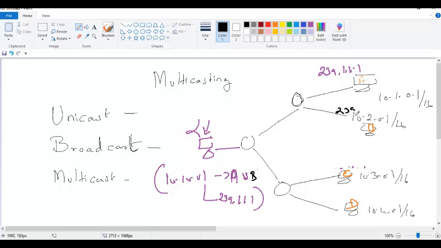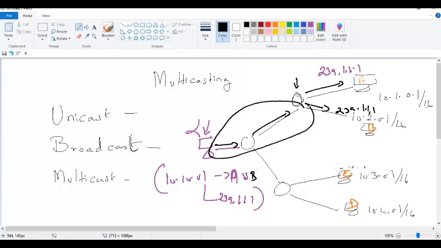Now also, only one packet is sent, and this router will duplicate it because A is in this interface and B is in another interface. But up to here, it was a single packet processed, single bandwidth utilized. You see, I'm trying to explain to you the advantage of multicasting.